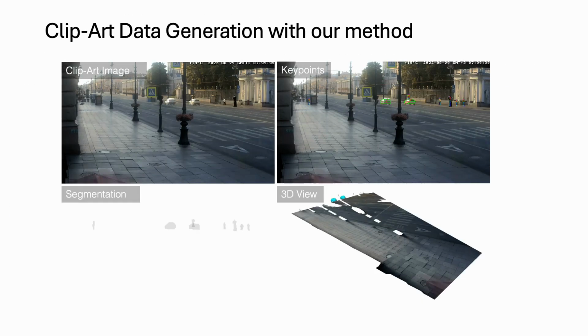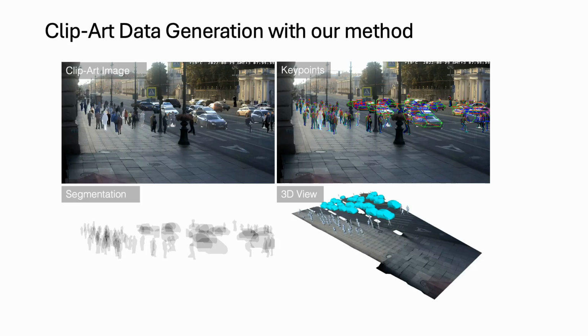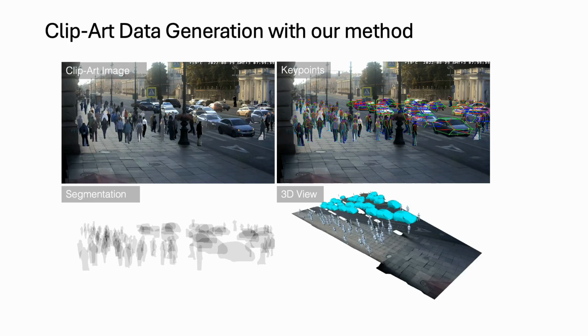Here, we show a full example of our 3D-based clip art data generation, where we composite multiple layers of occlusion of humans and vehicles. In this example, we have the clip art image and corresponding key points, segmentation, and 3D view.